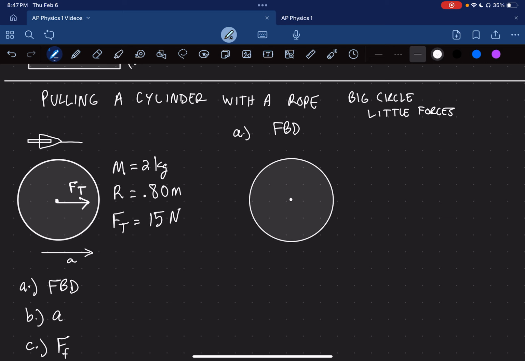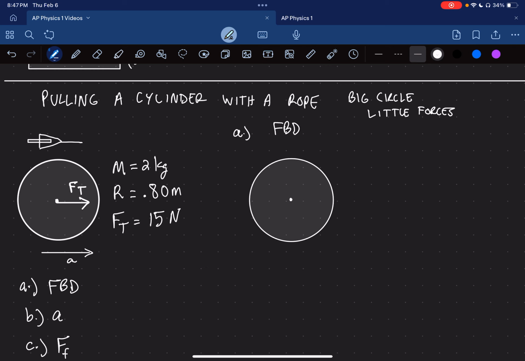Okay, pause the video. Think about this cylinder, and it's on the ground, of course. It's getting pulled with a rope. Try to think of all the forces that are acting on the cylinder, all of them, not just the one causing torque. What are all of them? And then when you're done, we'll continue here on this video.